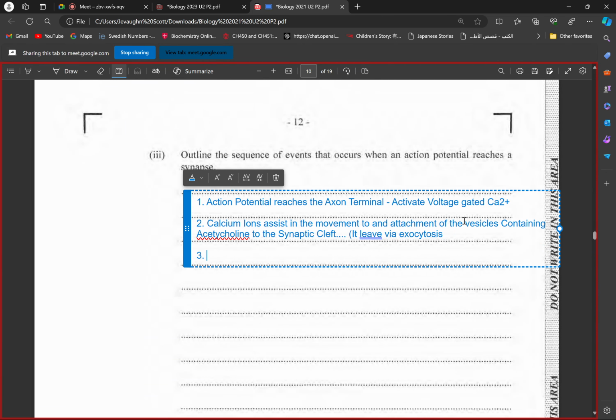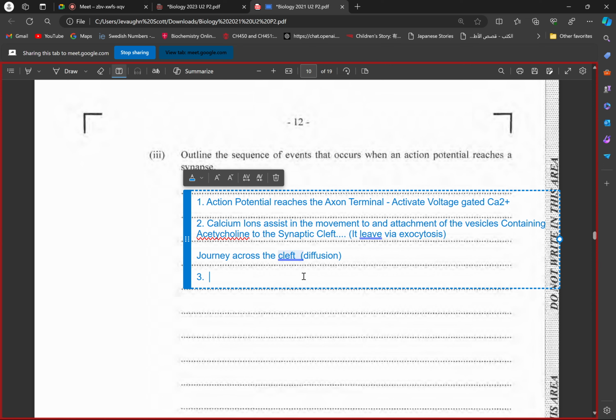We're going to have a little journey now across the cleft. Go ahead, continue. You can talk about that. So now we have rapid diffusion of the acetylcholine across the cleft, in which receptors on the postsynaptic membrane, what type of receptors? Ligand gated. Yes.